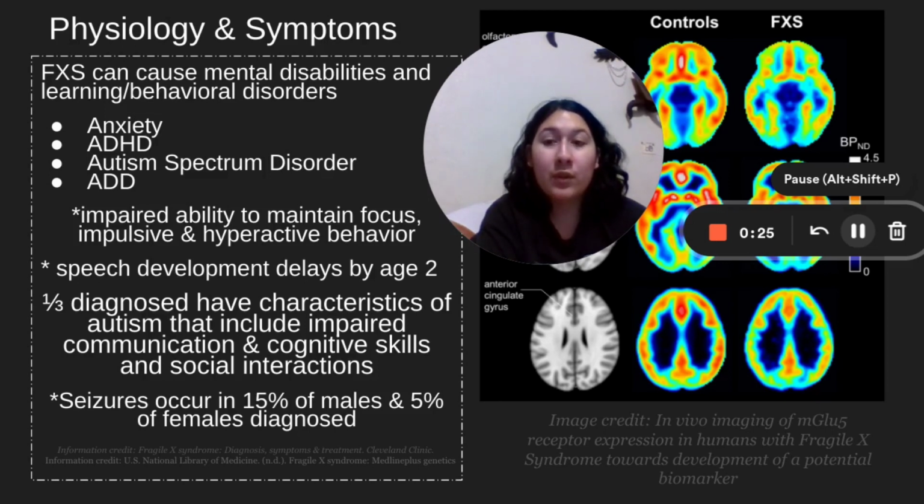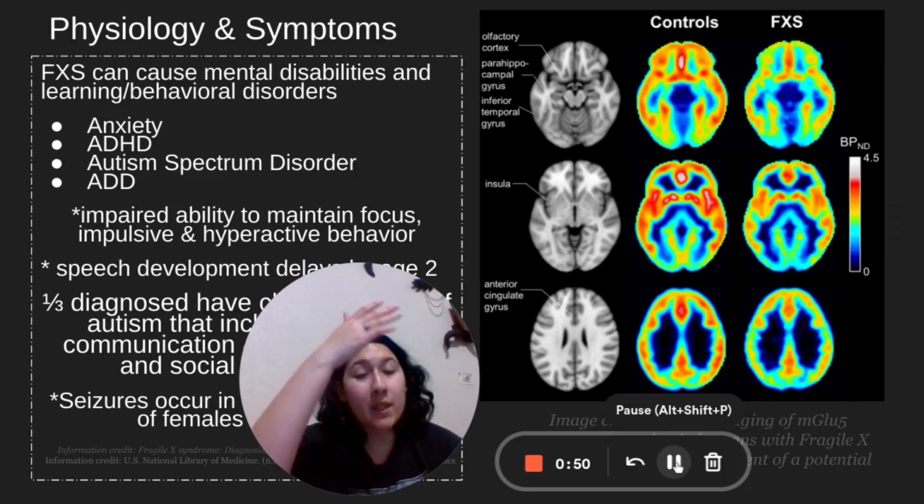Some symptoms show speech development delays by age 2. And a third of diagnoses have characteristics of autism that include impaired communication and cognitive skills and social interactions. Also, seizures occur in 15% of males and 5% of females that are diagnosed with FXS.